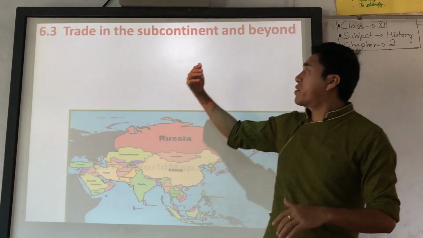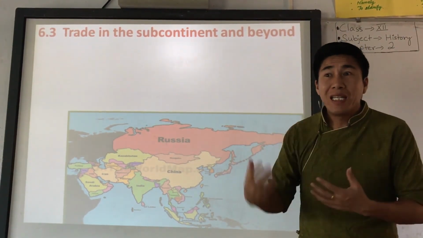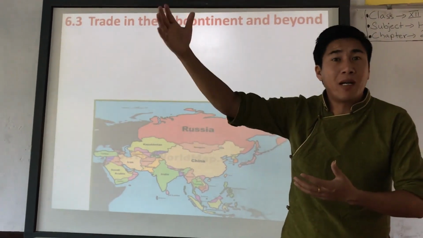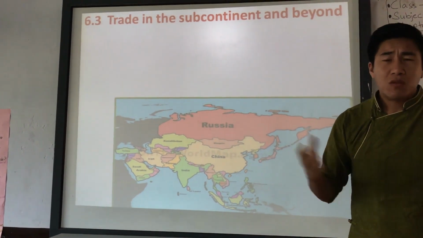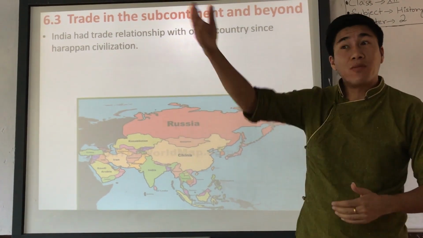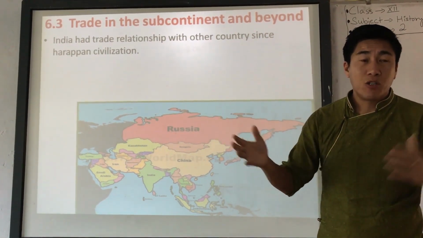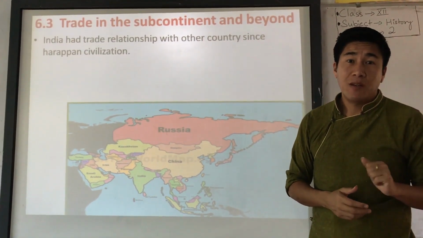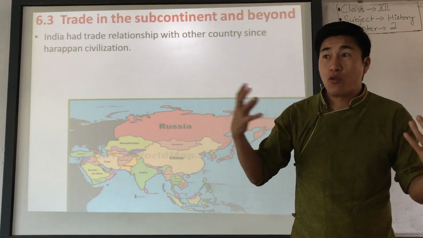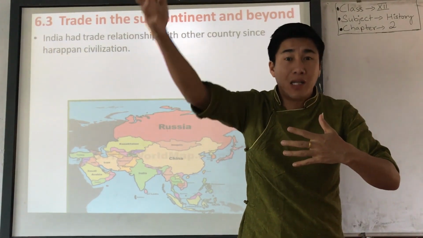Now, trade with the subcontinent and beyond was not that new during the 6th century BC, because we know that India had a trade relationship with Mesopotamia and Oman during the Indus Valley civilization. So that is not that new. India had a trade relationship during the Harappan culture, with Oman, Meluhha and Mesopotamia. But what happened during the 6th century BC? The trade relationship with other countries expanded as compared to the earlier Indus Valley civilization.